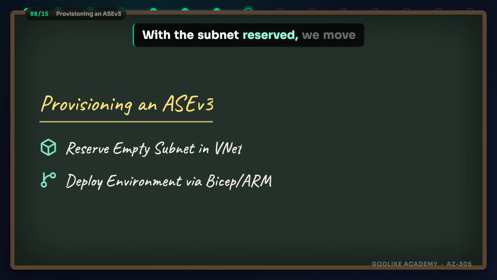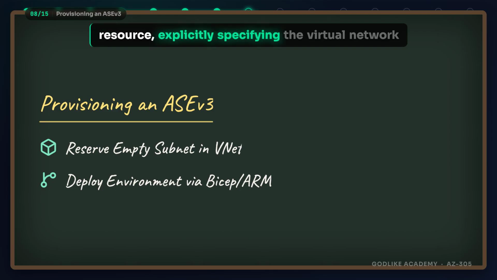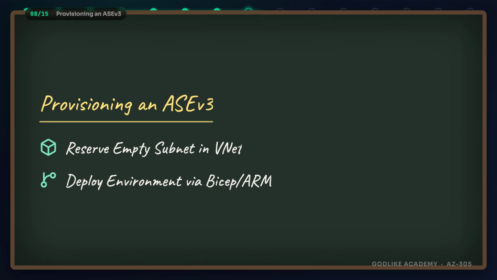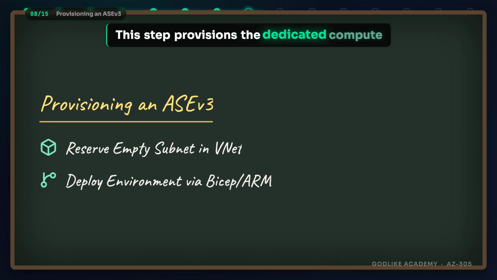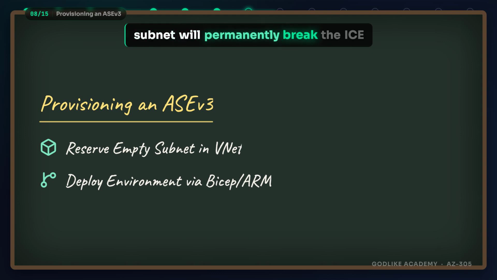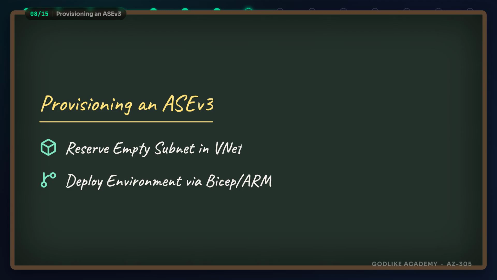Skipping the IP reservation will cause provisioning failures and leave your network routing incomplete for production workloads. With the subnet reserved, we move to the second step, deploying the environment itself. You use a Bicep template or ARM template to create the ASE resource, explicitly specifying the virtual network ID and subnet name in your parameters file. This step provisions the dedicated compute resources within your isolated network boundary. You must verify the subnet contains 0 existing resources before running az deployment create. Adding any other service to that subnet will permanently break the ASE networking stack.